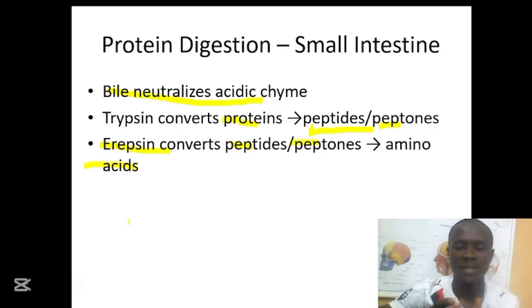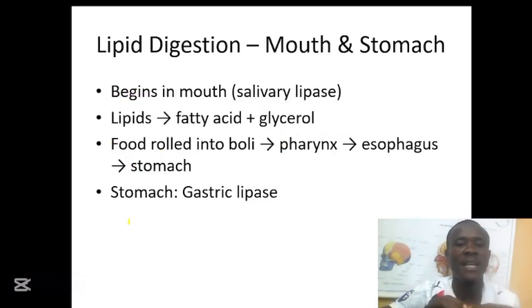Next on our slide is lipid digestion. That means we are going to talk about how lipid is digested, and we are going to talk about the mouth in here, what happens there, and we are going to talk about the stomach on this slide.